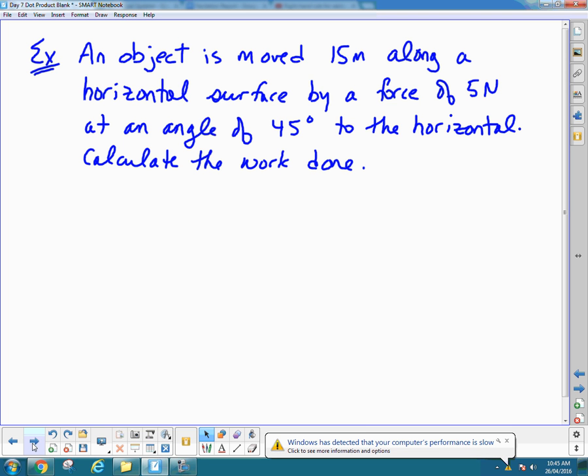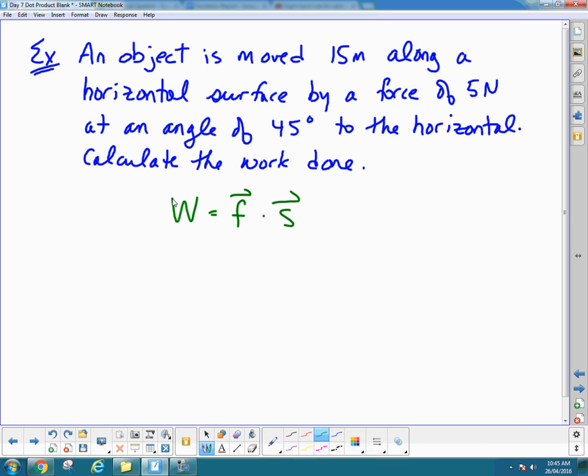This is just a matter of applying our formula. We don't need to think too much about it. I have all my information, and I want to calculate work, which is found by taking F dot S. We know the formula for the dot product is the magnitude of F times the magnitude of S times cos theta, where theta is the angle between them. It's just a matter of pulling the information from here.